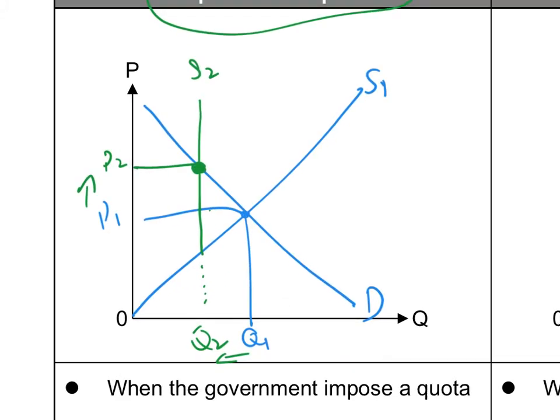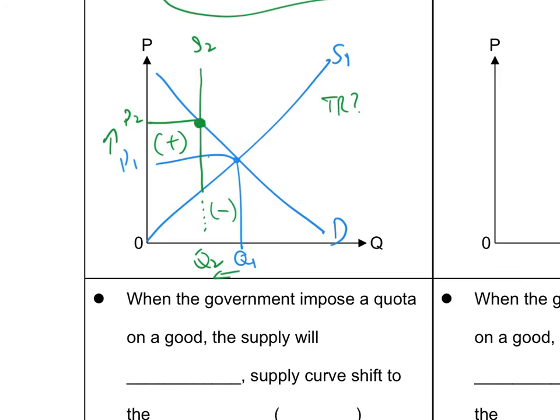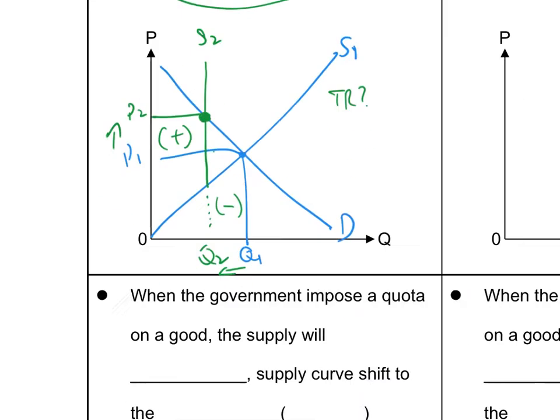But the next thing is, what is the total revenue change? The price increases, so it is a plus, but the quantity decreases, so here should be a minus. Every time you see a plus and a minus together, the change of total revenue is unknown. You have to depend on the elasticity of demand.